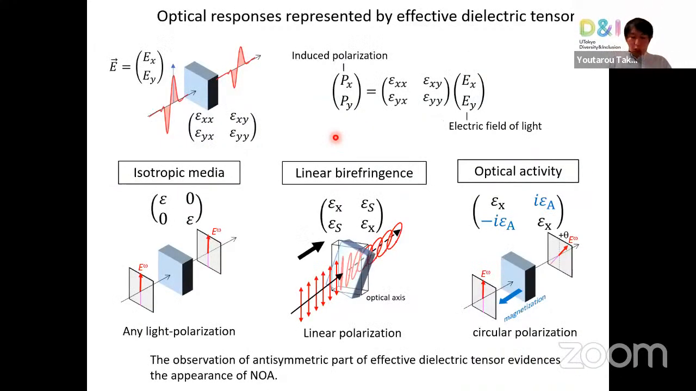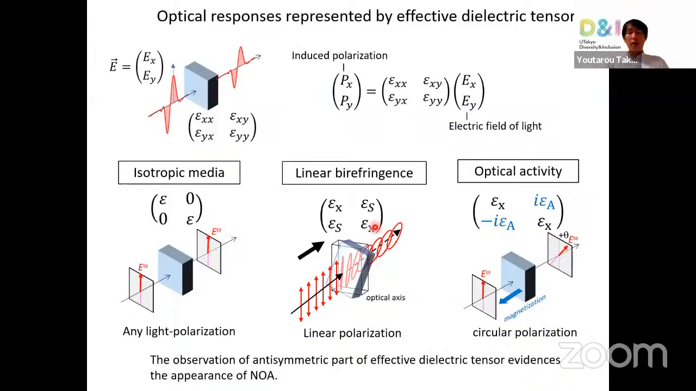To get more convincing evidence of the appearance of the natural optical activity, we use a dielectric tensor. This dielectric tensor expresses the induced polarization by the electric field of light. If you have an isotropic medium, this tensor only has a diagonal component, and all polarization is ionic polarization. So there is no optical rotation.